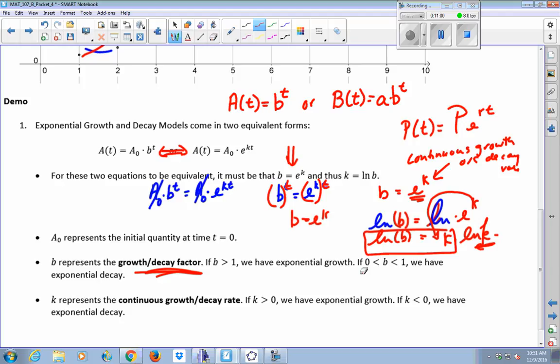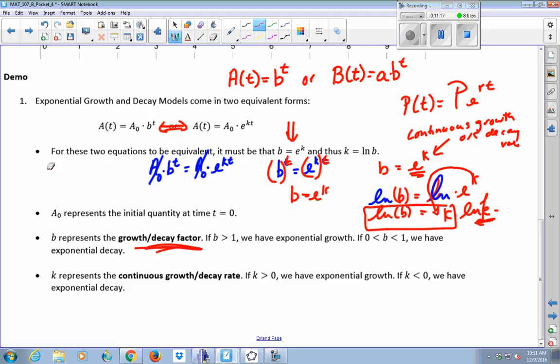The continuous growth rate can always be found if you have an annual growth rate and you want to turn it into a continuous one. You take the natural log of that base. So you could use one equation or the other. Let's take a look at our very first application problem here.